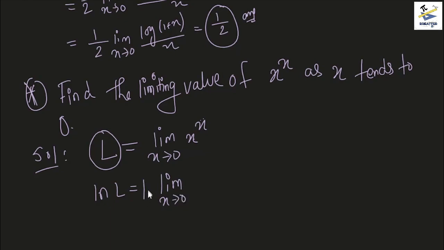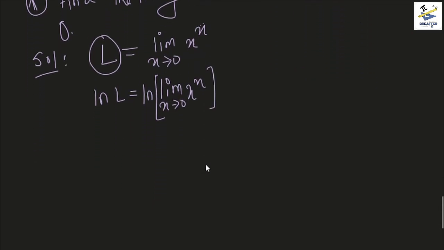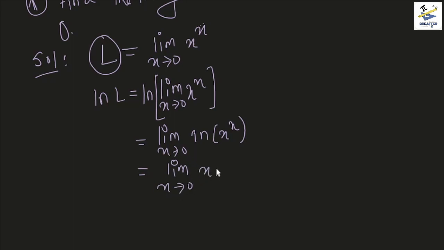So firstly it would be log of limit x tends to 0 of x to the power x, if we just take the log of both sides, and then the limit would just come out, and what you would get is something like this: log of x to the power x. Now this would give you limit x tends to 0 of x log x, using the properties of log.